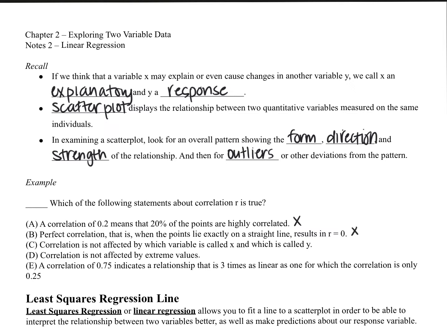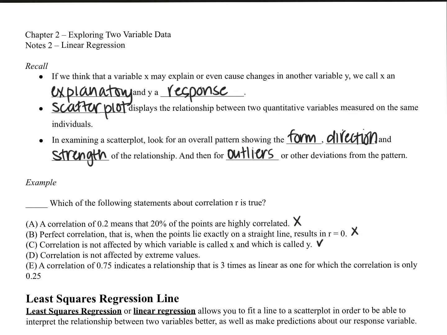A perfect correlation is going to be r equals 1. That's your perfect linear equation. We're not going to see those, but that's what a perfect one would be. Correlation is not affected by which variable is called x and which is called y. That is true. It doesn't matter which variable you call the x and which one you call the y, because in the formula for calculating correlation, you end up multiplying the difference over the standard deviation by each other. Because it's multiplication, it doesn't matter which comes first.